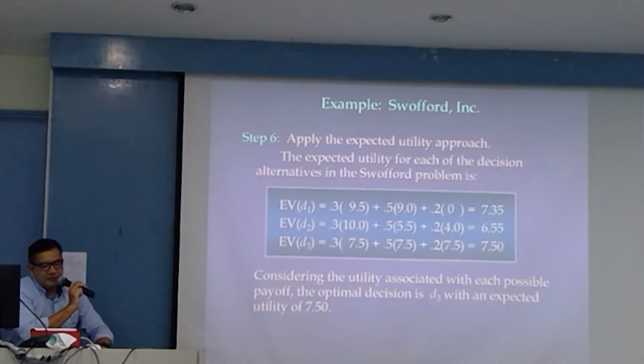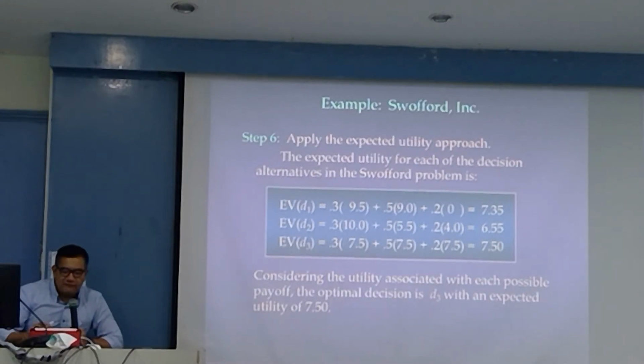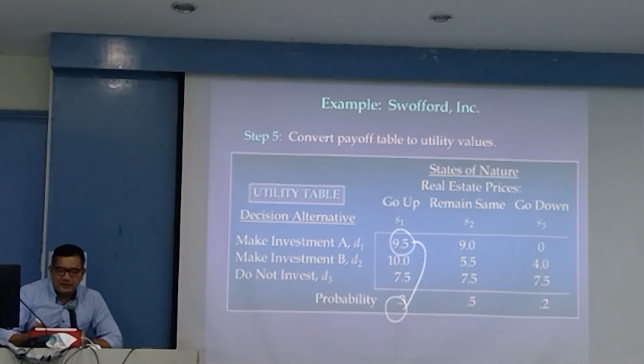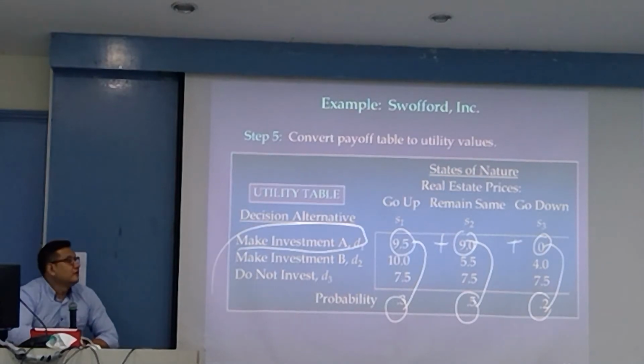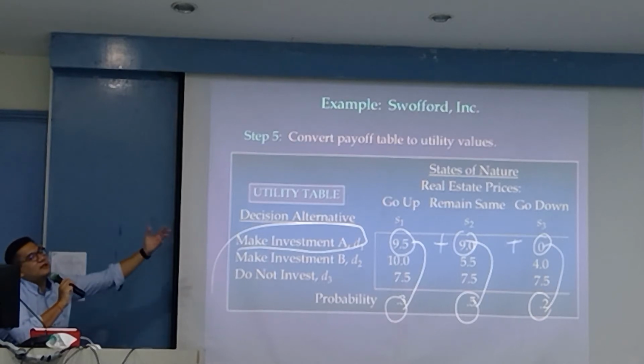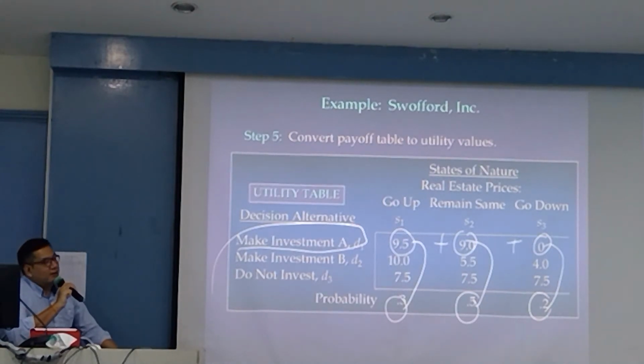For example, the expected utility value for the first alternative: you have 0.3 multiplied with 9.5 plus 0.5 multiplied with 9 plus 0.2 multiplied with 0. That comes from using probability multiplied with this one plus probability multiplied with this one plus probability multiplied with this one. This is for the first alternative. So this is the same concept as expected value of monetary value, but in this case we are not using monetary value, we use utility value instead. But we still apply the same concept of expected value by using the probability multiplied with the value and summing up all of the possible outcomes.